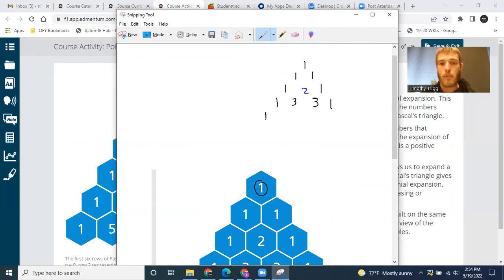Then the next layer, you put a 1. Then 1 plus 3 gives you 4. 3 plus 3 gives you 6. 3 plus 1 gives you 4. And then a 1. You put a 1. The next layer, 1 plus 4 gives you 5. 4 plus 6 gives you 10. 6 plus 4 gives you 10. 4 plus 1 gives you 5. And then 1 at the end. So this is how you form this triangle, okay?